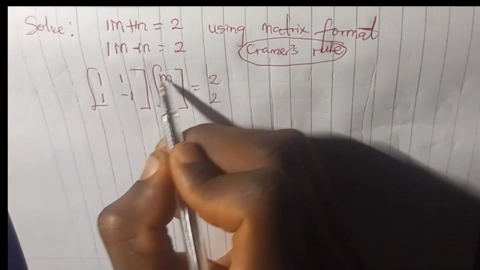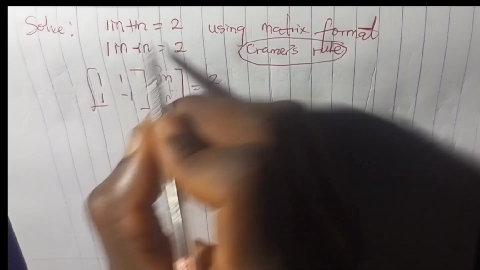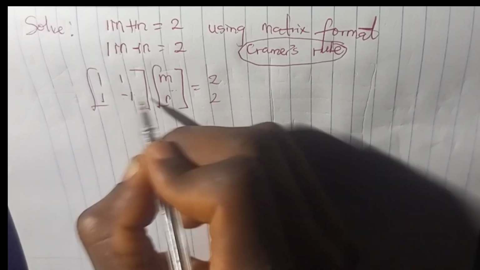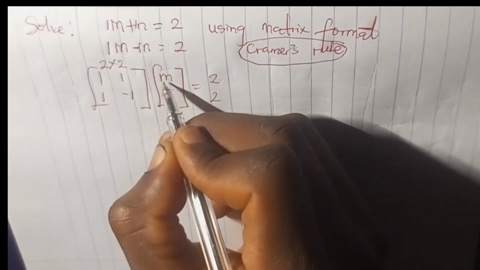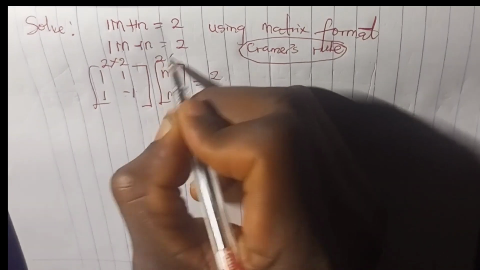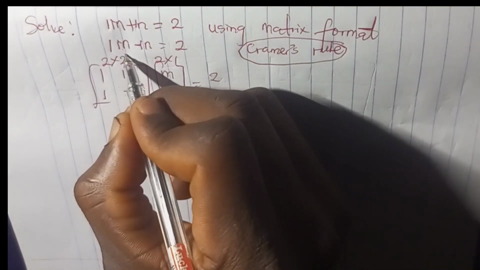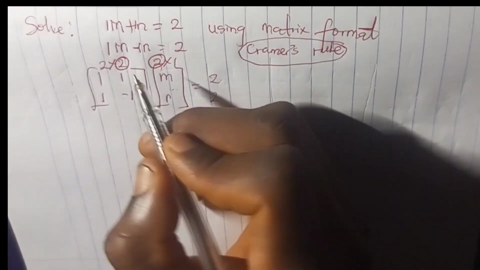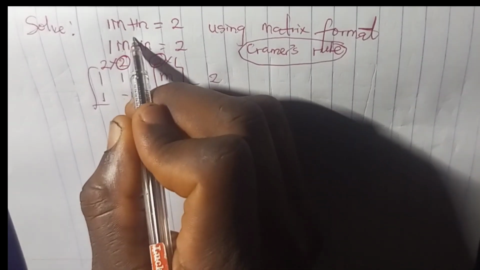Now, if you multiply these two matrices, it is going to give you this, definitely. What's the order of this matrix? I have two rows and two columns, so it is a 2 by 2 matrix. What's the order of this one? 2 rows and 1 column, so it is a 2 by 1 matrix. The condition for two matrices to multiply is what? The number of columns in the first matrix must be equal to the number of rows in the second matrix. Can you see that they are equal? Therefore, these two matrices can multiply, and when they multiply, they would give this.